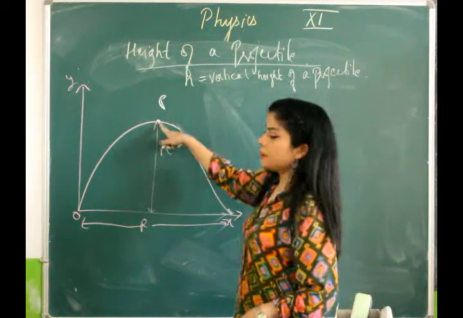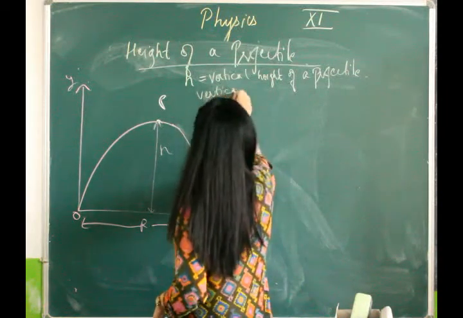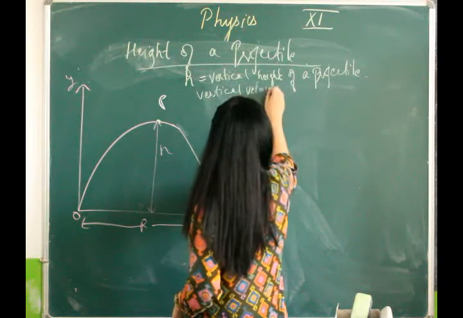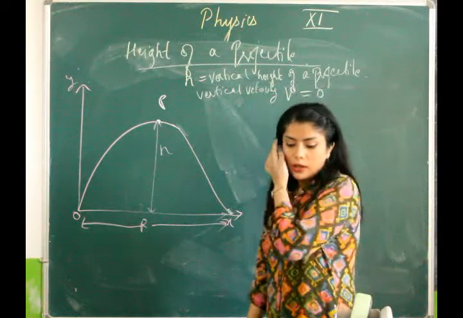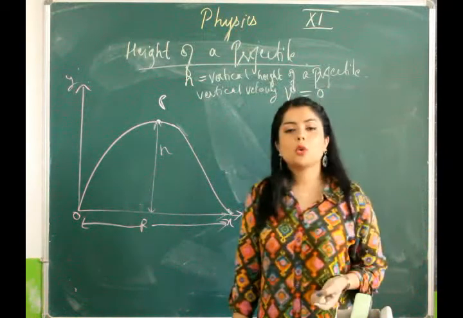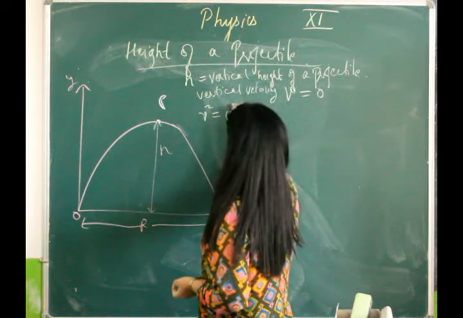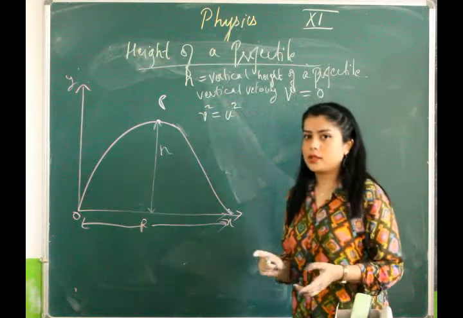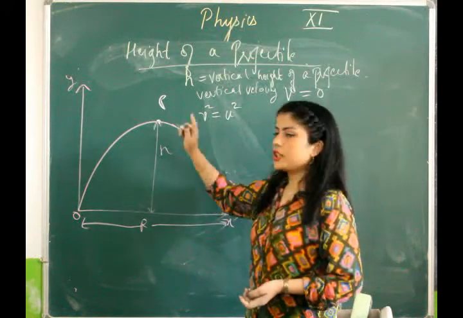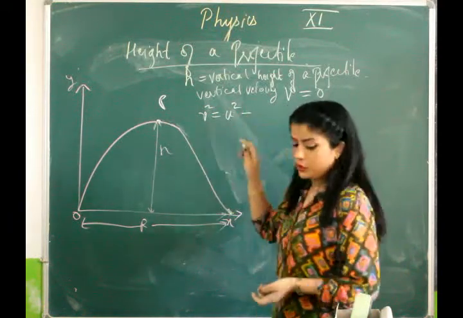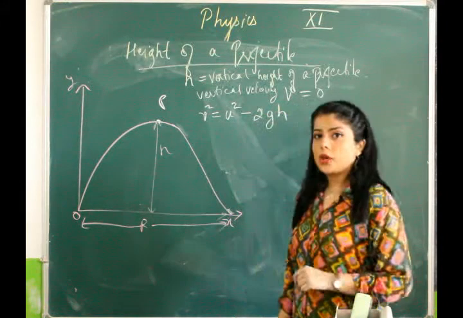Now again at this point P, your vertical velocity, that is v, is equal to 0. Now again using the equation of motion, which is v squared is equal to u squared plus, and in place of plus I am writing minus because the motion is against the gravitational force, minus 2gh. This is the second equation of motion.